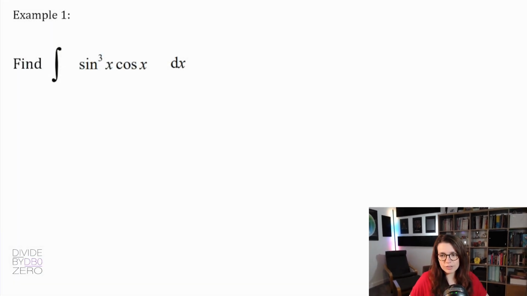Example 1, find the integral of sine cubed x times cos x with respect to x. So this looks pretty complicated, but if we use a substitution, we can simplify this. We're going to let our substitution be u equals sine x. So we choose a letter, and it's usually u, to replace one of the complicated looking parts of the integral.